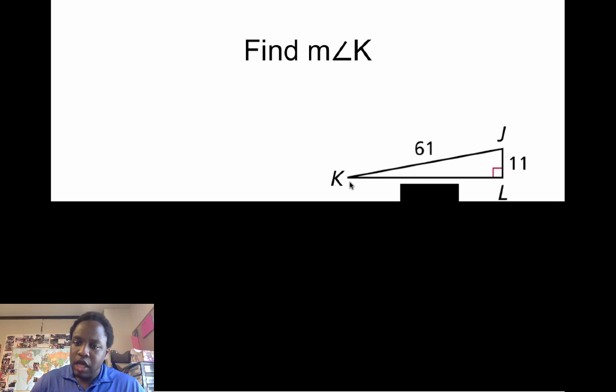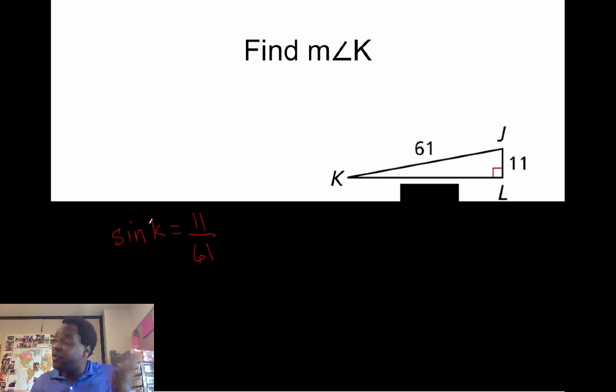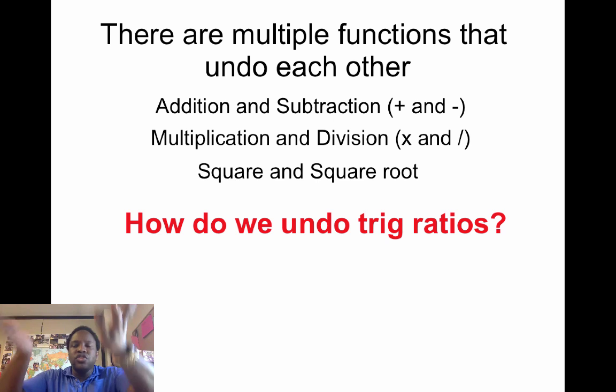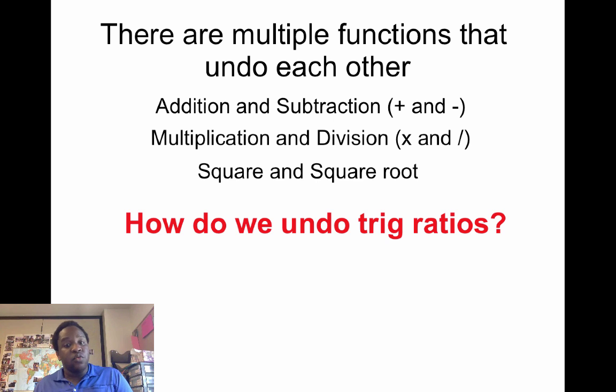So the measure of angle k. Well, we know that sine k is equal to 11 over 61, but we actually don't know what the measure of angle k is. It has to be a certain number, but we don't know what it is. So there are multiple functions that undo each other. We need to find a way to undo sine k equals 11 over 61 to figure out what the measure of angle k is.